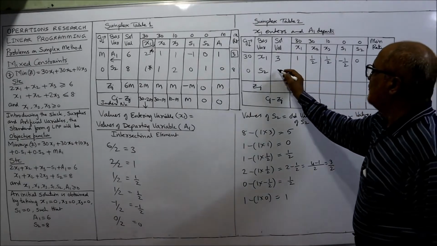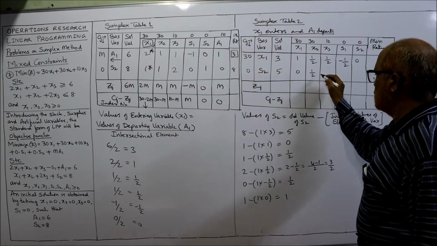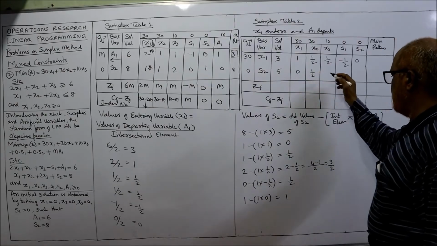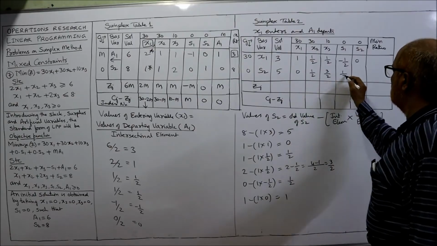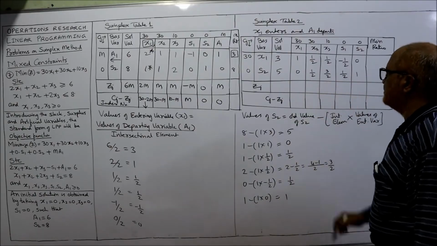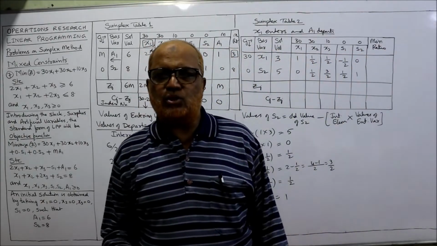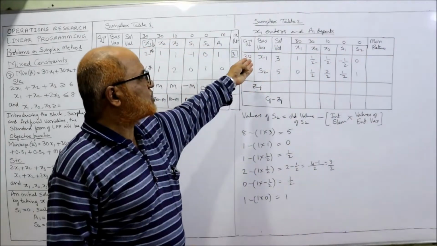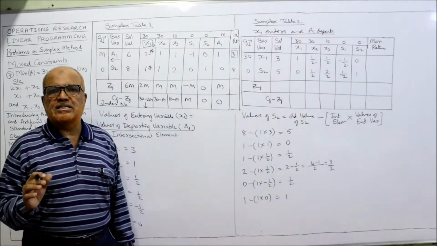What are the values? 5, 0, 1/2, then 3/2, here it is 1/2, and the last one is 1. So we got the values of x1 as well as S2. Now we need to calculate the Zj value.